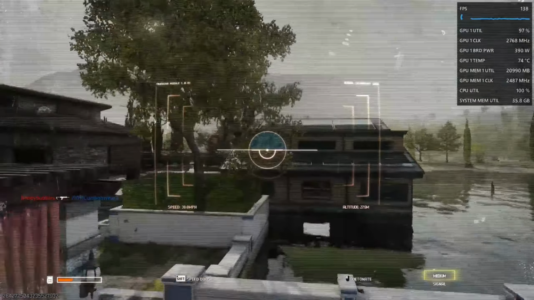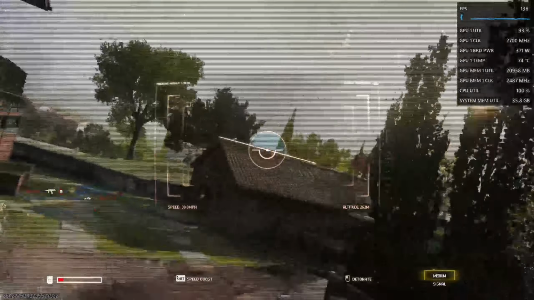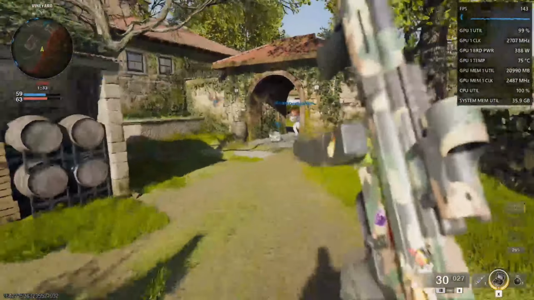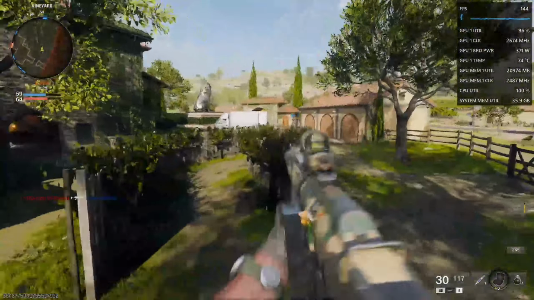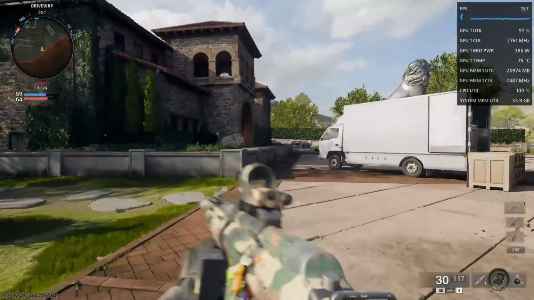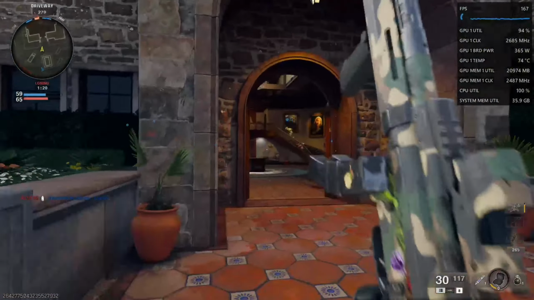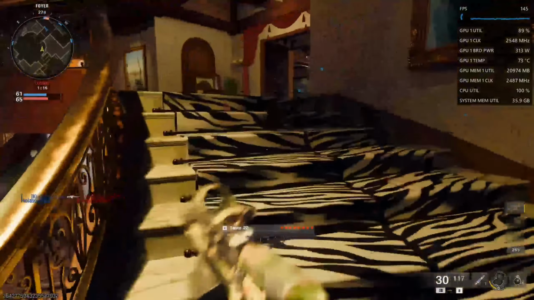In terms of the GPU memory utilization, it does look like we are using about 20 gigabytes. I have the textures cranked to the maximum. If you only have a 16 gigabyte graphics card, that is absolutely fine. You might just need to crank the textures down from, I think, Extreme to either Ultra or High. I'm sure it's going to be fine.